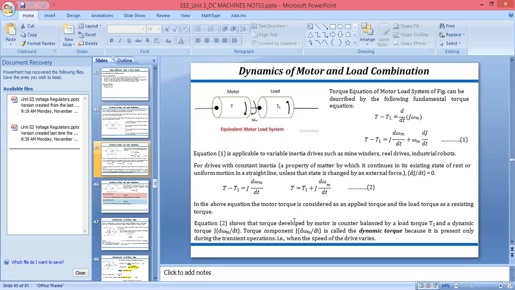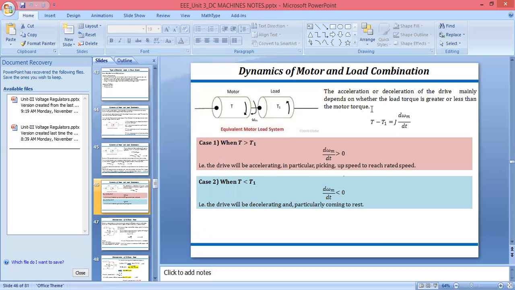Equation 2 shows that torque developed by motor is counterbalanced by the load torque and the dynamic torque, because J dwm upon dt is nothing but the dynamic torque. This torque component is called the dynamic torque because it is present only during the transient operations, because it will be considered only when the speed of the driver is varied, and when the driver has constant inertia, you will get this equation. So we are calling this a dynamic torque.